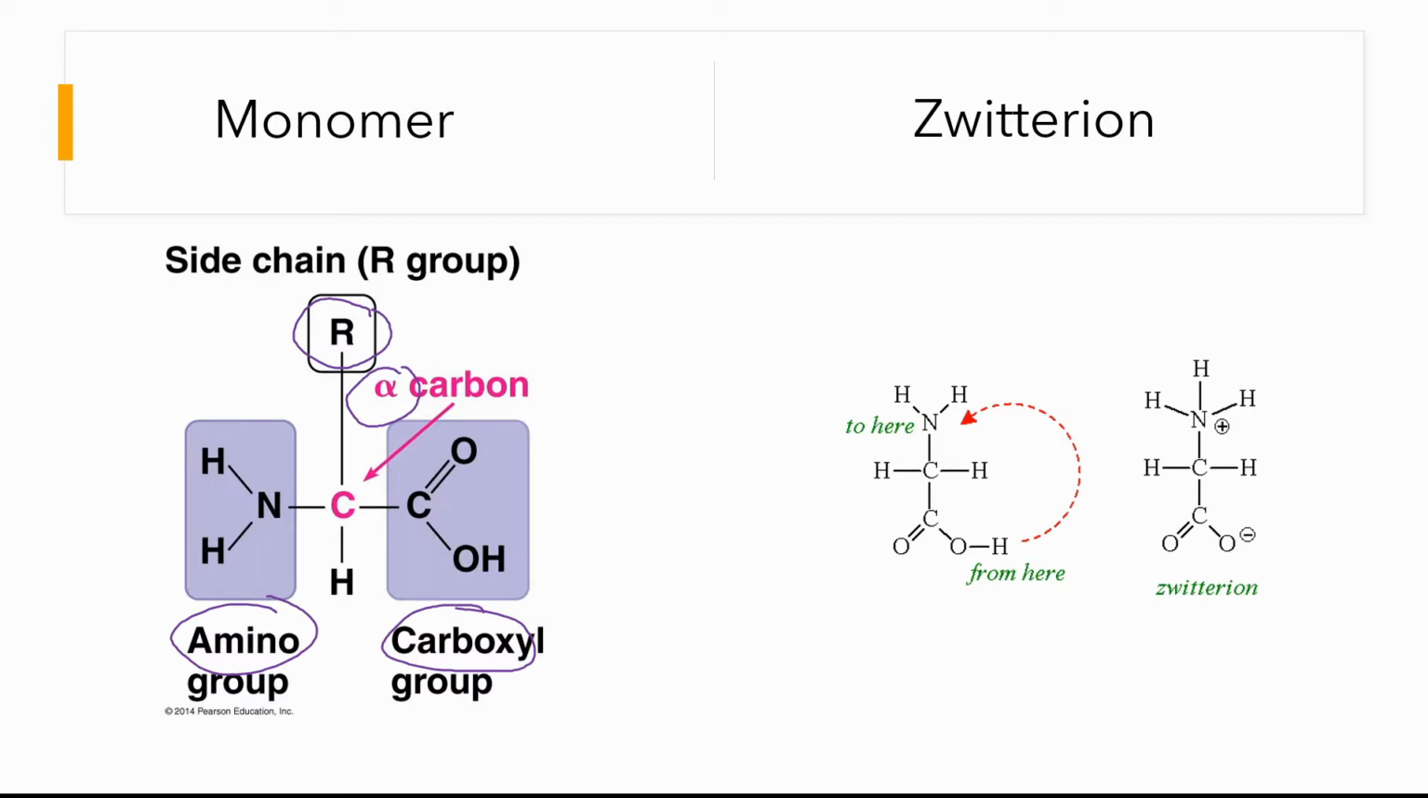When amino acid is dissolved in water, it dissociates to form a zwitterion. The amino group is ionized into NH3+, whereas the acidic group is ionized into COO-. The acidic group is a proton donor, whereas the amine group is a proton acceptor.